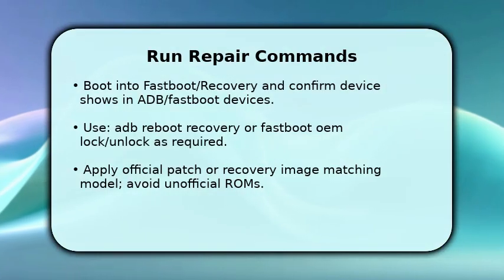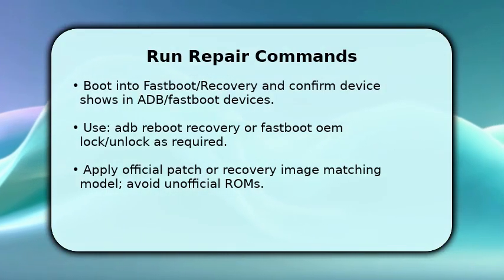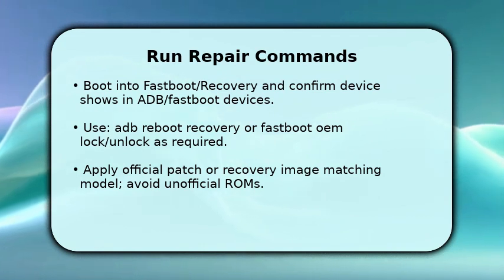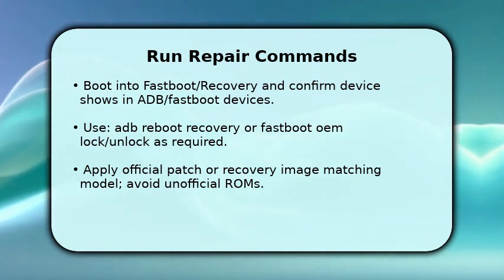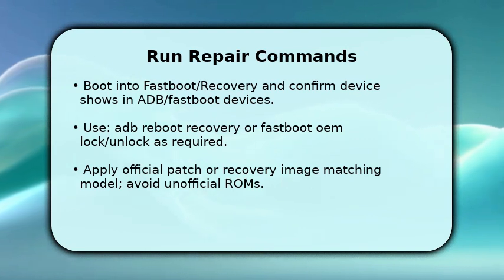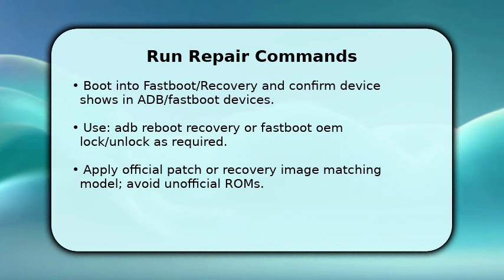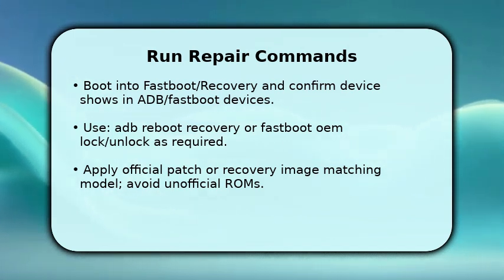You now verify the device appears in ADB or fastboot on your PC. Open a terminal and run adb devices or fastboot devices. If in recovery, use adb sideload with the official update zip. If in fastboot, flash the stock recovery or system image using fastboot flash commands. Make sure the files match your model to prevent bricking.